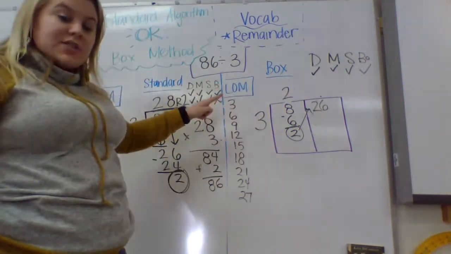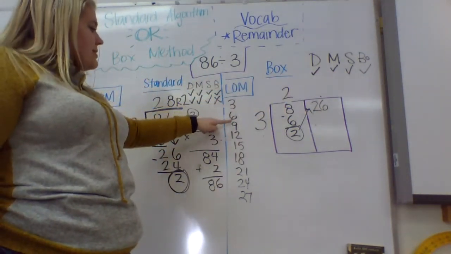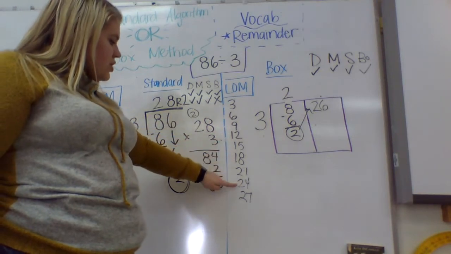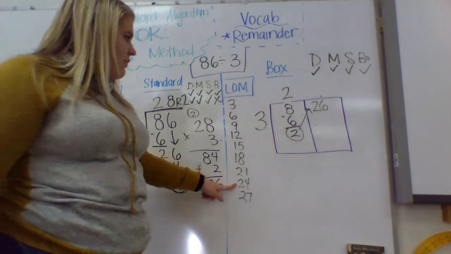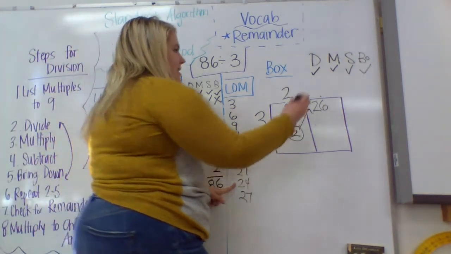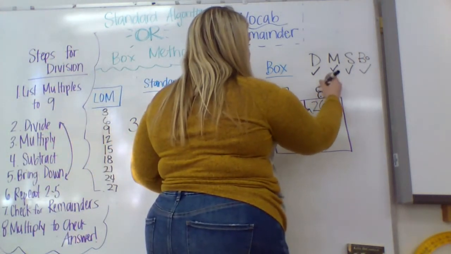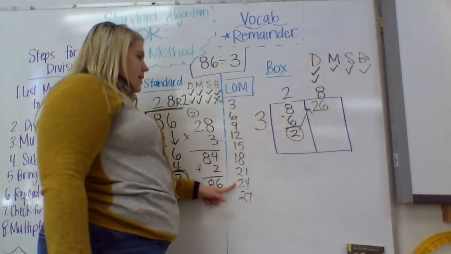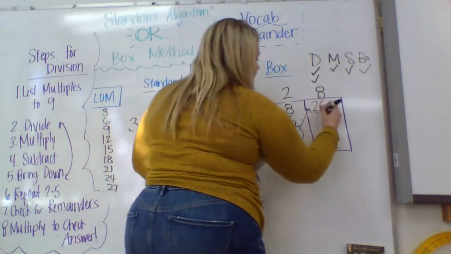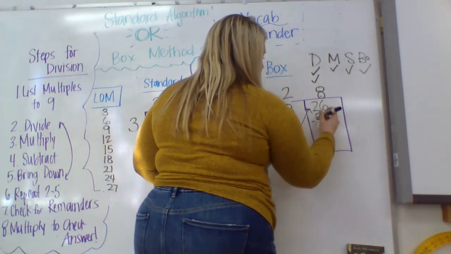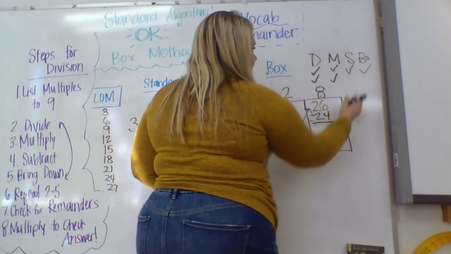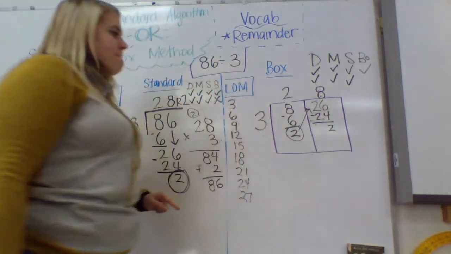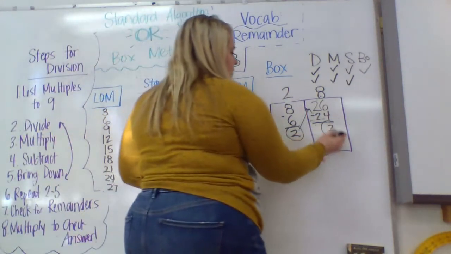How close can I get to 26 without going over? 3, 6, 9, 12, 15, 18, 21, 24, 27. That's too much. Go back to 24. And I know 3 times 8 is 24. Now I'm going to multiply. 8 times 3, we just said that's 24. And when I subtract them, I get 2. So 2 is what I have left.